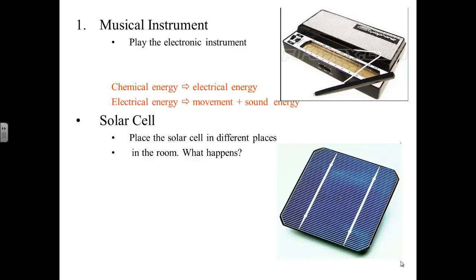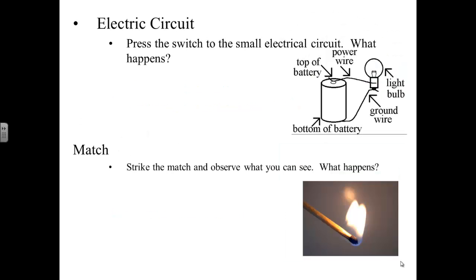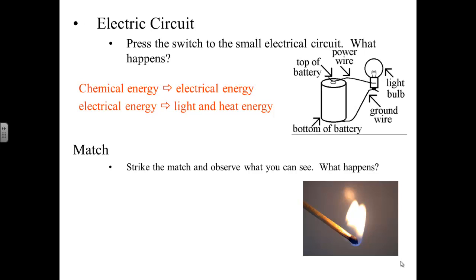The solar cell is basically solar energy or radiation energy. Solar energy gets converted directly into electrical energy. An electric circuit, the energy comes from obviously the battery, which is chemical energy, gets turned into electrical energy. Then the electrical energy gets turned into light or radiant or radiation energy, also some heat energy. A match, the reason a match lights is because it has chemicals in it. You rub the chemicals against the surface and you produce heat and light energy.